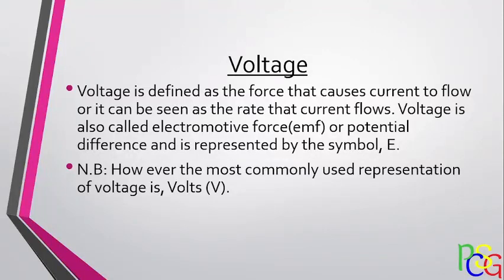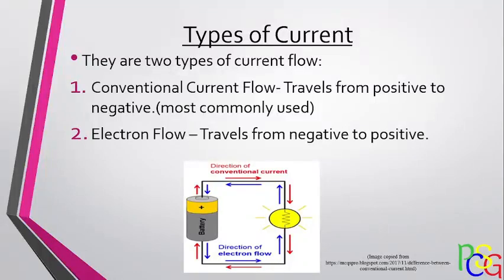So now we have voltage. Voltage is also called electromotive force or potential difference, and it's represented by the symbol E. Now, let me go back to the previous slide. As you will see, we have a positive side and a negative side to a battery. So there's voltage here, right? Now what happens here is there's an electromotive force between the negative and positive side.